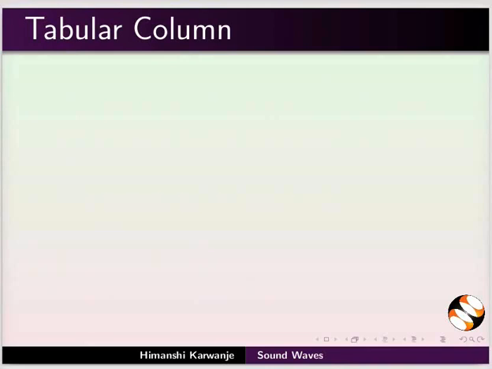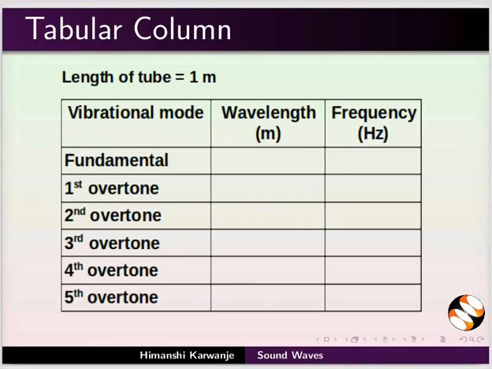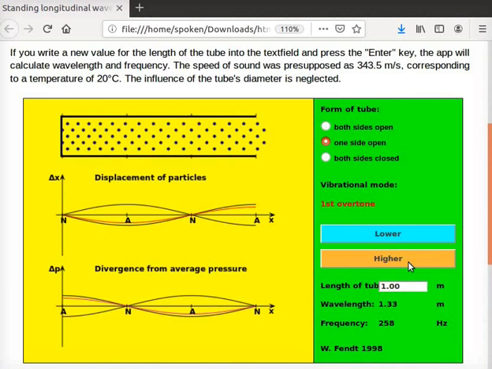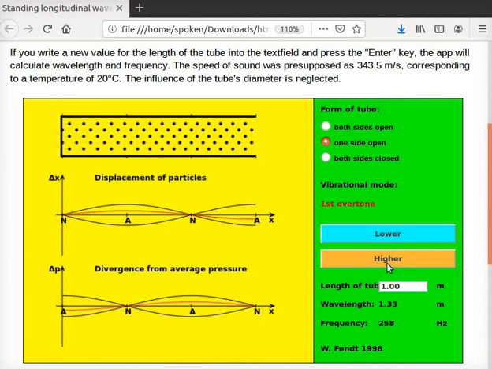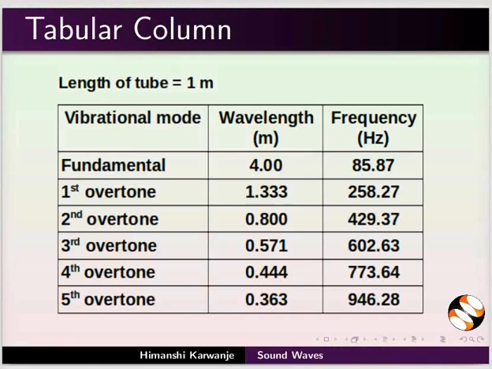Make a tabular column to show the wavelength and frequency for 6 harmonic modes. Click on the higher button to go to next harmonic. Similarly, I have calculated frequency and wavelength for higher harmonics.